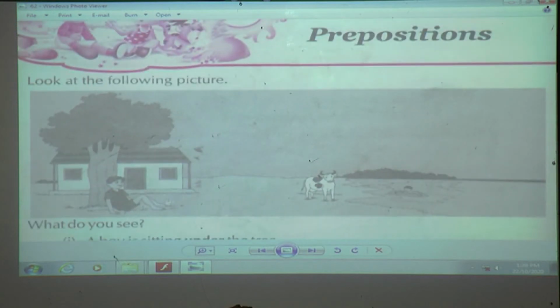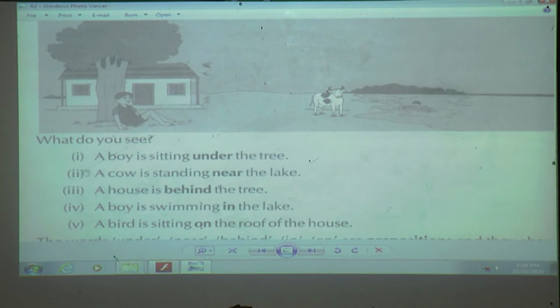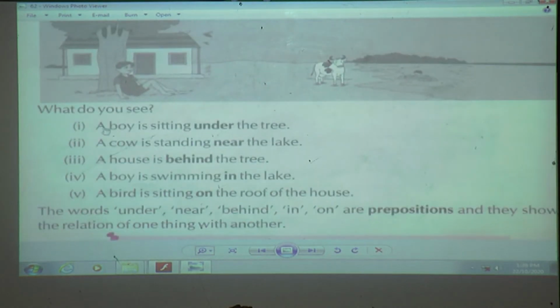So, a boy is sitting under the tree, a cow is standing near the lake, a house is behind the tree, a boy is swimming in the lake, a bird is sitting on the roof of the house. Now, can you see here, students? These are the 5 sentences which we have made.